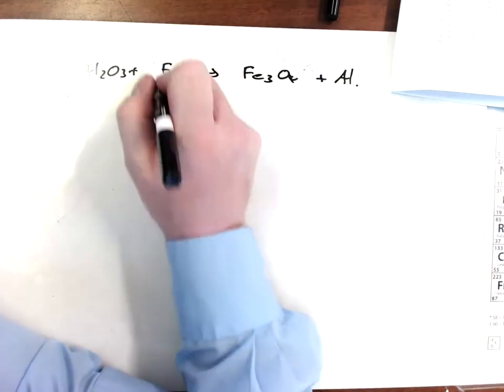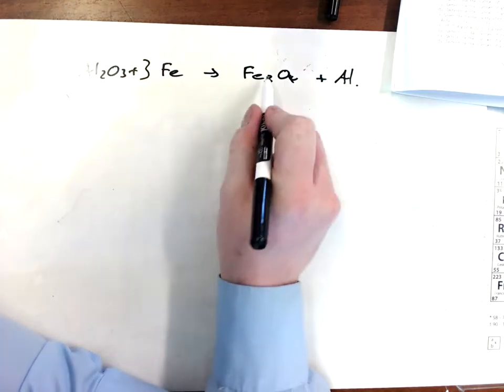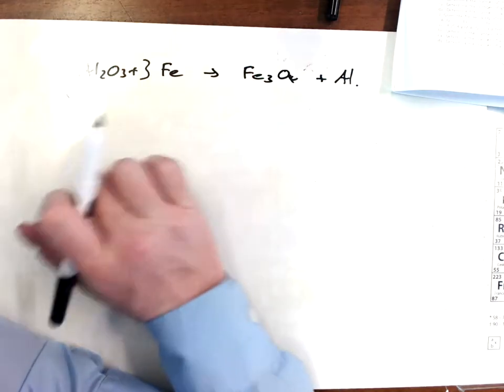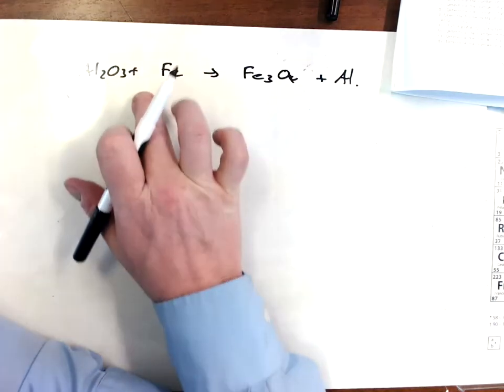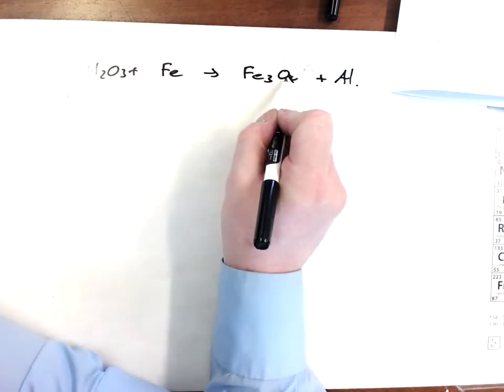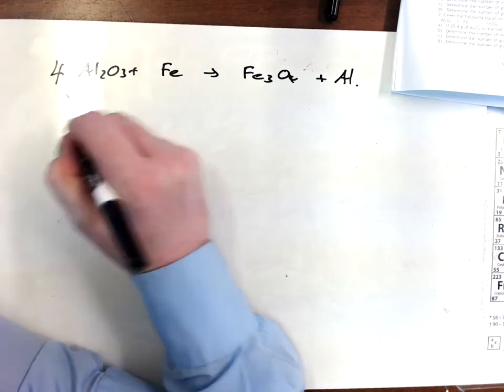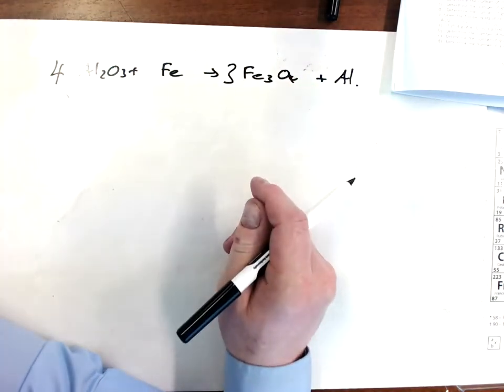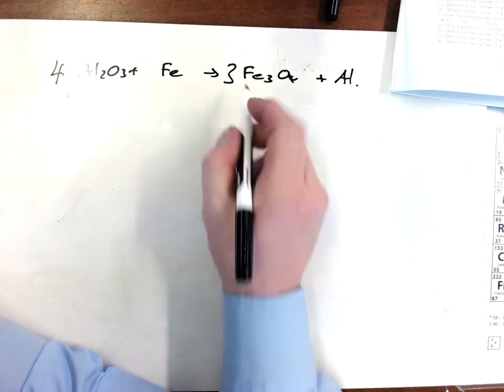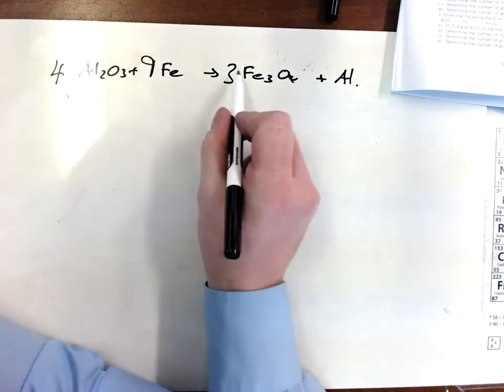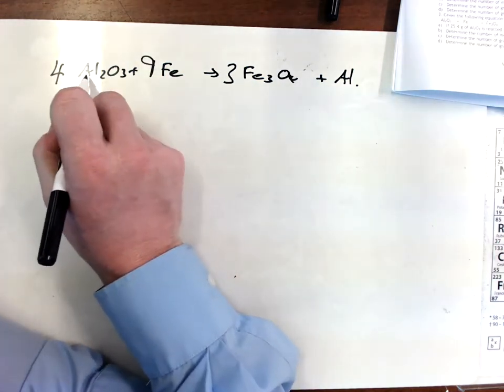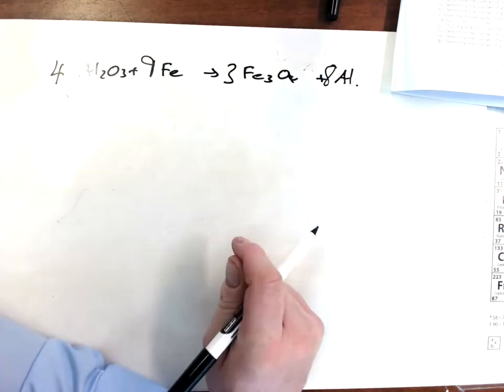So our irons, we've got 3 irons there, gives us 3 irons. Okay, our oxygens is 4. We're going to have to find a common multiple of 4 for here and 3 for here. So that's probably going to be 4 of those and 3, because 12 is our lowest common multiple of those two. Brings my irons there. I'm going to need 9 irons there, and I'm going to need 4 times 2. I'm going to need 8 aluminiums there.